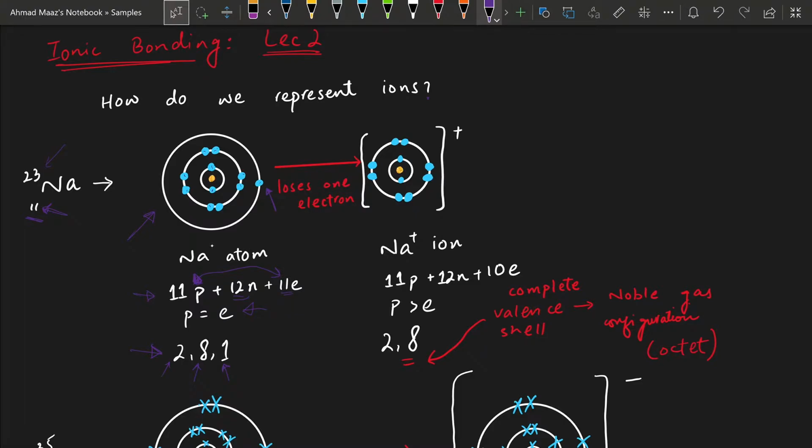Now this over here is the valence electron. These valence electrons are always involved in bonding. Only valence electrons take part during bond formation. This is important, you must know. Only valence electrons take part during bond formation.